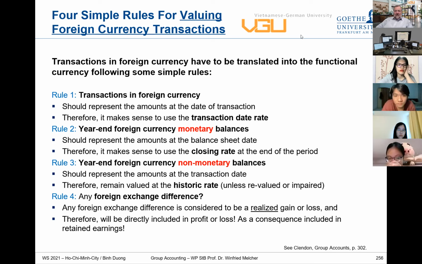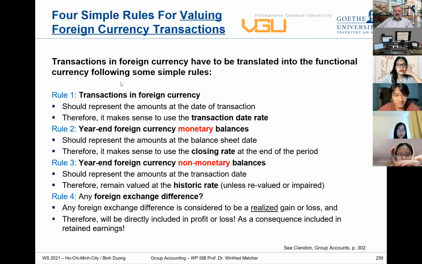When we are on the single financial statements level, so the single entity level, we have transactions in foreign currency. So we buy things in a foreign currency, and we sell things in a foreign currency. We pay payroll, maybe to expats in foreign currency, and so on. So these transactions in foreign currency have to be translated into the functional currency using those 4 rules.